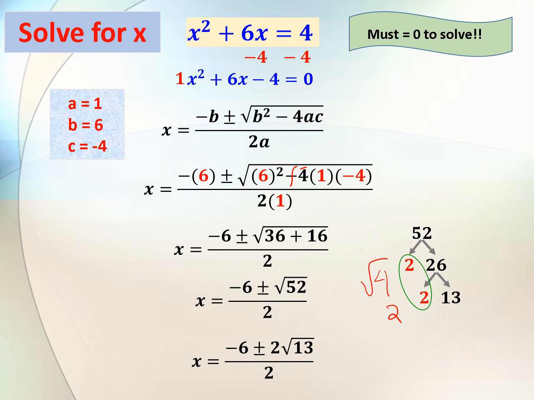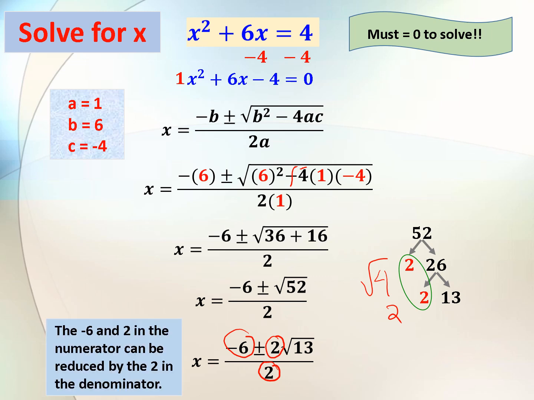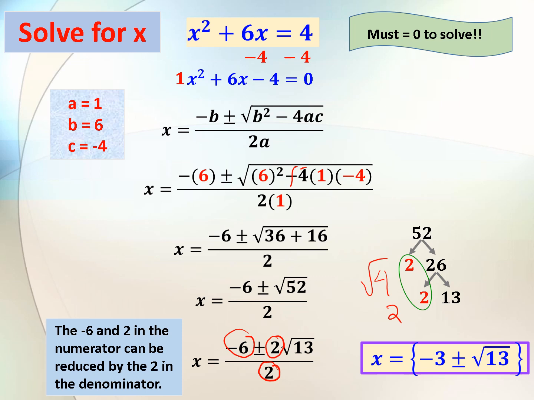Now, if you look at the numbers, not the square root, but at the numbers around it, I have negative 6, 2, and 2. Now, I know that negative 6, 2, and 2 are all reducible by 2. So I divide each of those terms by 2, and I end up with negative 3 plus or minus the square root of 13.